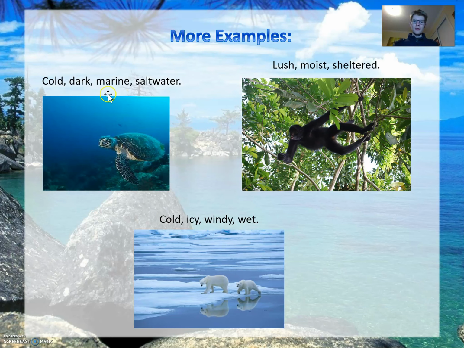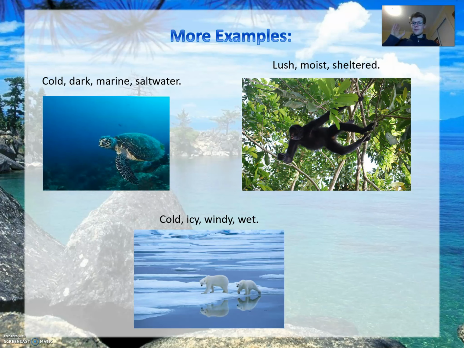Here's some other examples of environments. For example, for the shallow seabeds we were talking about before, they're cold, dark, marine, and salt water. That's some descriptions we can give for this habitat. That's the environment. All right.